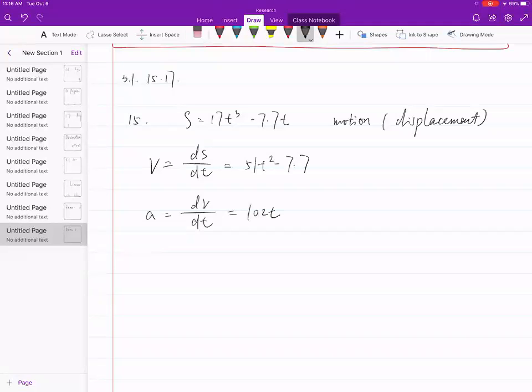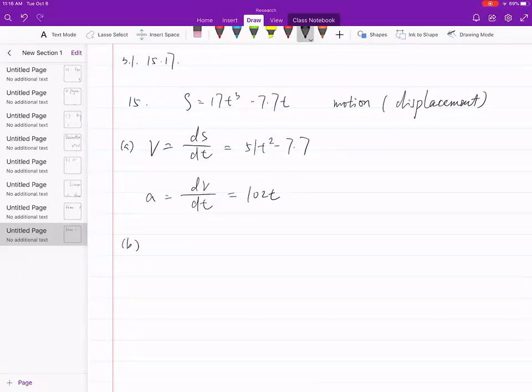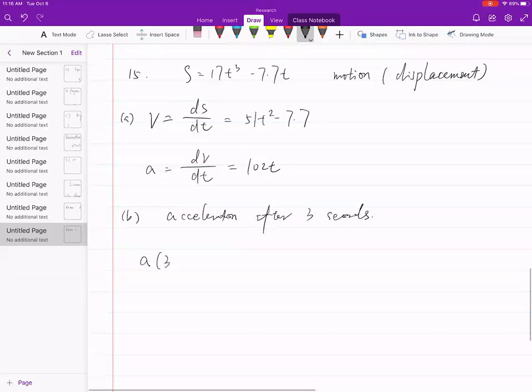All right. So the first two questions are this. Oh yeah, minus 7.7. Okay, so that's the first question. What is V and what is A? This is how you do it. Second part, the acceleration after 3 seconds. That's going to be your A, but you plug in 3. So that's going to be 1.2 times 3, which is 3.6. They're not asking for a unit, so we are fine with it.